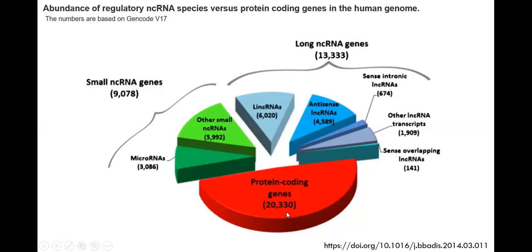We already know that there are 20,000 proteins in our human genome, and they could see the corresponding genes for those 20,000. But in addition, they could see several components of other RNA molecules, for example long non-coding RNA genes and small non-coding RNA genes, about 13,000 here and about 9,000 here, and of them there are different categories. For example, small non-coding RNA, one of them is called microRNAs, another one is other small ncRNA.